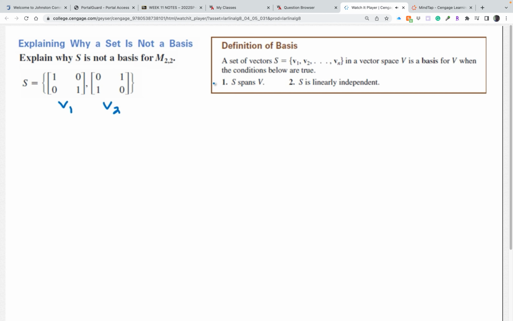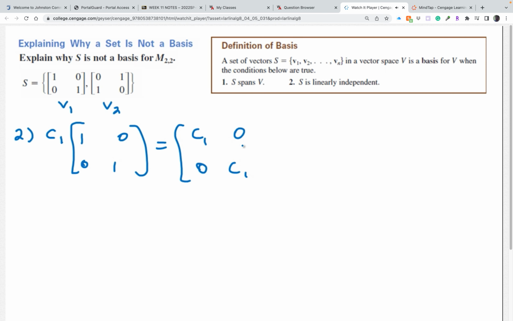So in order for S to be a basis for M sub 2 comma 2, it will have to span that space and also be linearly independent. So we'll first take a look at the second condition. We can see that there's no way to take a constant C sub 1 and multiply it by the first vector to get the second vector, because we'll get C sub 1 and 0 in the first row and 0 and C sub 1 in the second row.